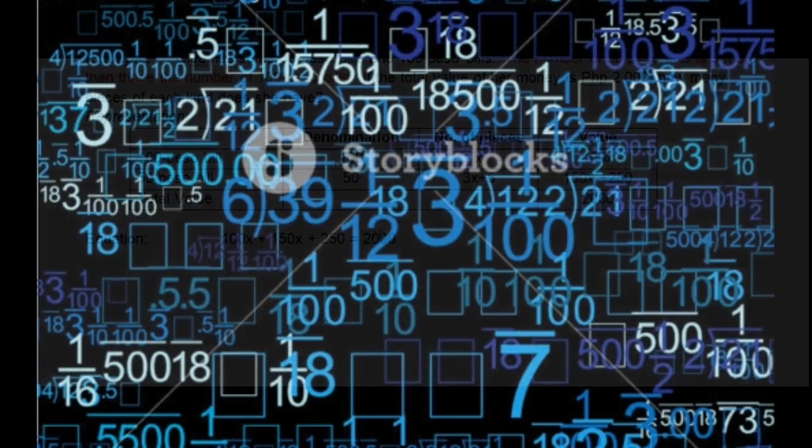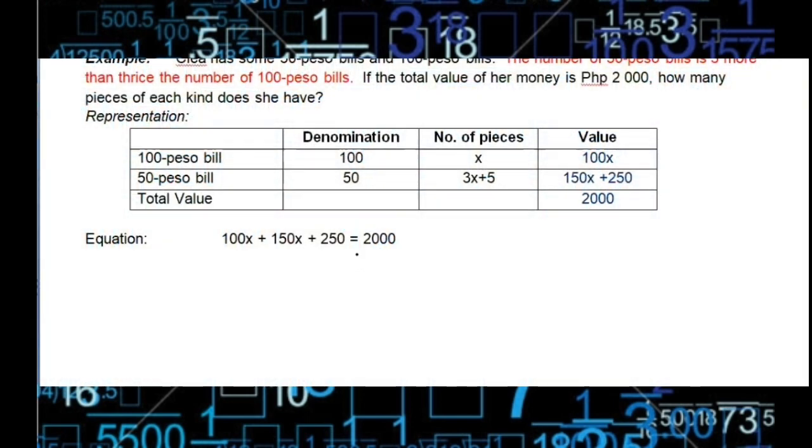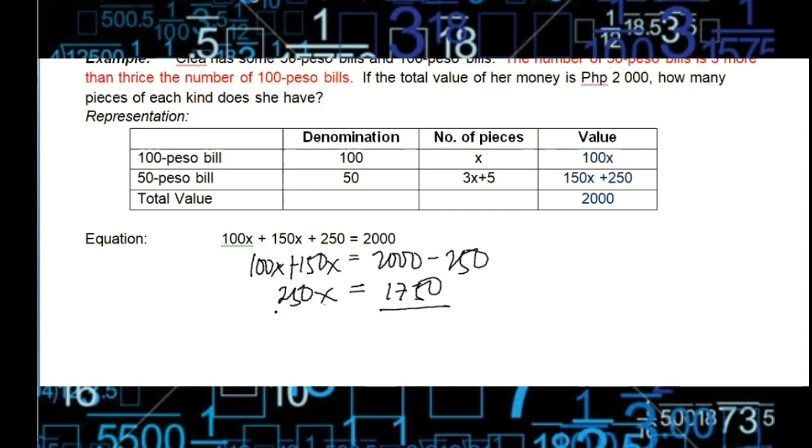Solve for x. Write equal sign. Combine similar terms. Bring down 100x. Bring down 150x. Then 2,000 transpose 250 to the right. So 100 plus 150, the rest 250x. Then 2,000 bawasan mo ng 250, 1,750. Divide both sides by 250. Cancel 250, so x now is equal to 7.